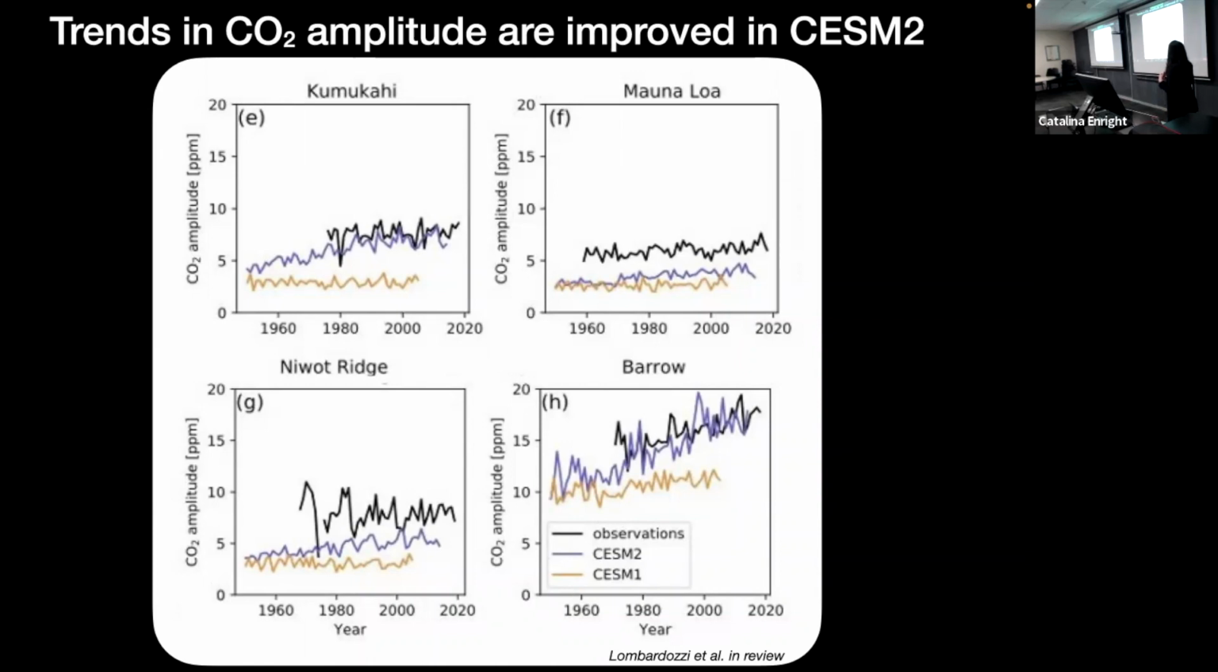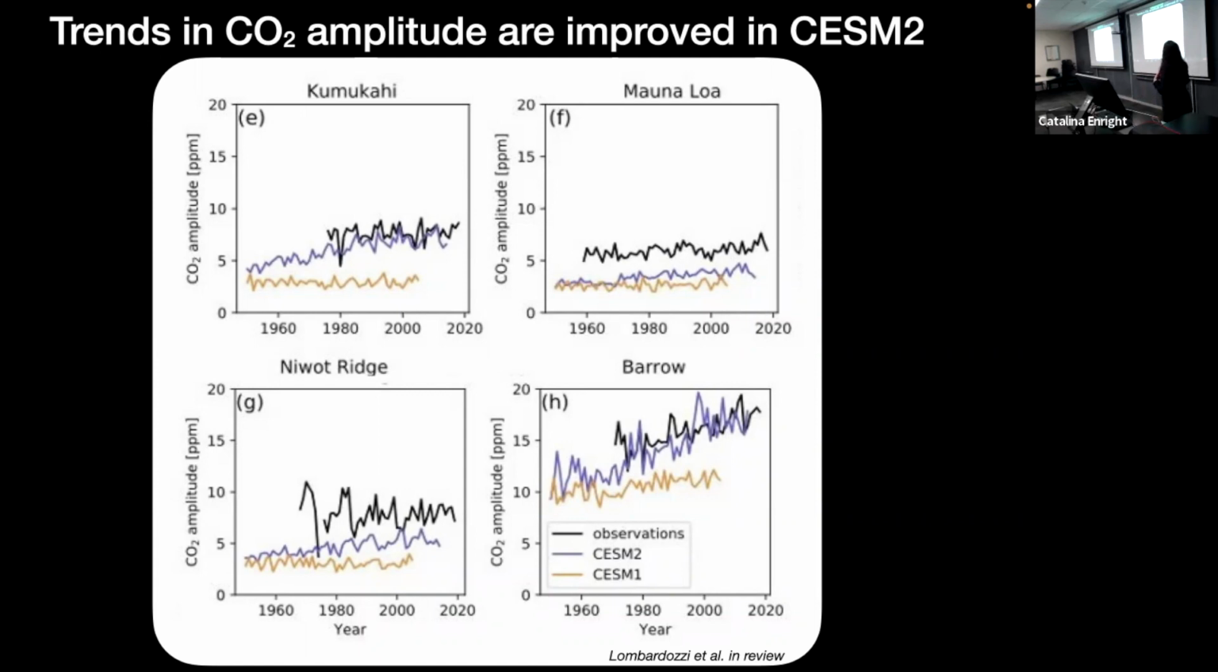At Kumukahi and Barrow, CESM matches these observations really, really well. Why are we still underestimated at Mauna Loa and Niwot Ridge? This is because these two sites are at much higher elevation, both around 14,000 feet. What we found is that the vertical transport of carbon dioxide is still not modeled very well in CESM, and so you're not getting that vertical transport of carbon dioxide up.